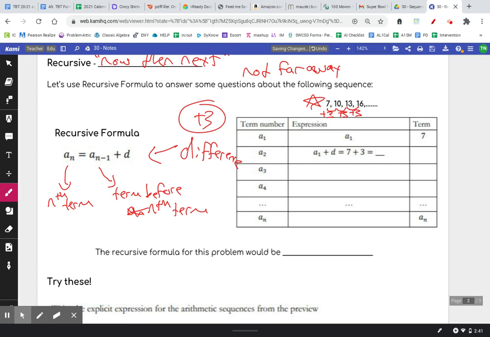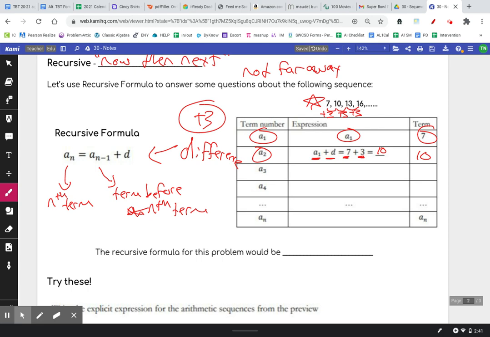All right, so let's fill out this table. Here's kind of where this table comes from. This is saying, hey, our first term is 7. That's a key number, okay? So we need to know that our first term is 7. And then in order to figure out what the next term would be, our second term is just our first term plus the difference. Well, our first term is 7. The difference is 3. Well, what's 7 plus 3? It's 10, right?